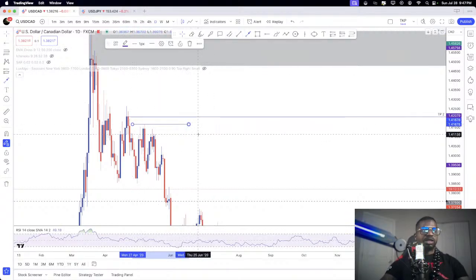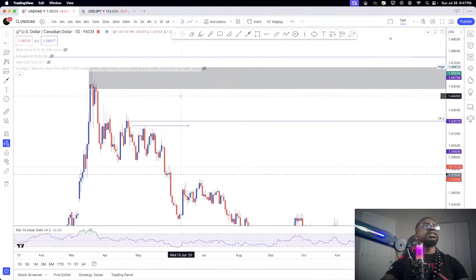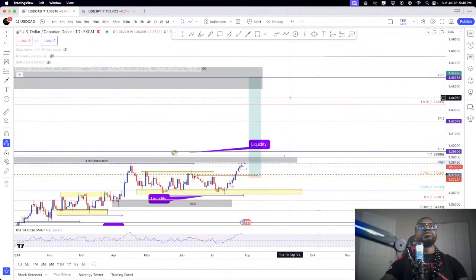Now, we pretty much just need to set these alerts and let the market come to us. So that's another thing for us. Oh, look at that. Clean double top.